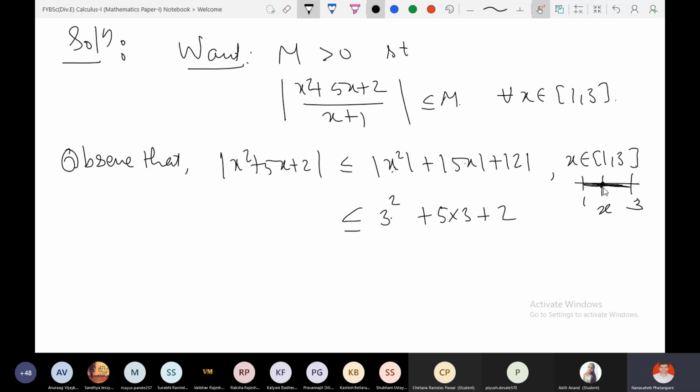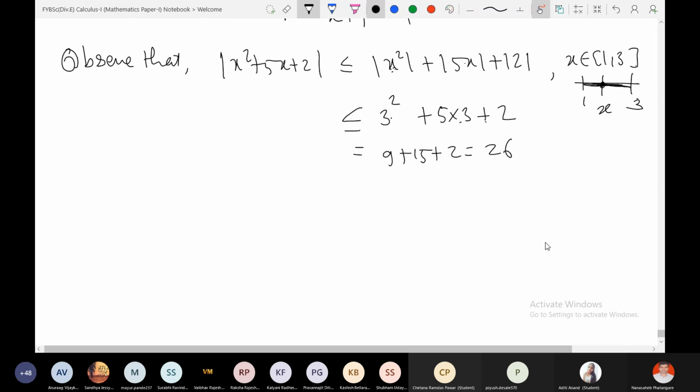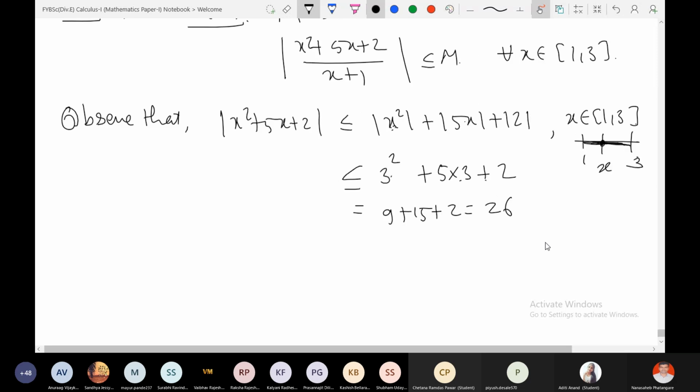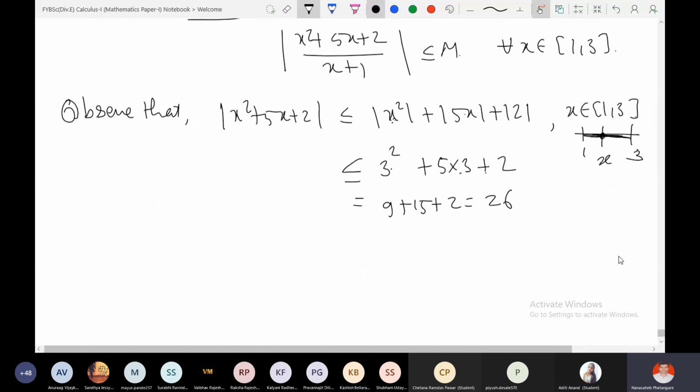At present x is in between 1 and 3, but I am replacing it by a larger value, so this amount is larger. So what is it? 9 plus 15 plus 2, which is 24 plus 2, that is 26. Is it correct? Yes. So I found a number which is bigger than the numerator.